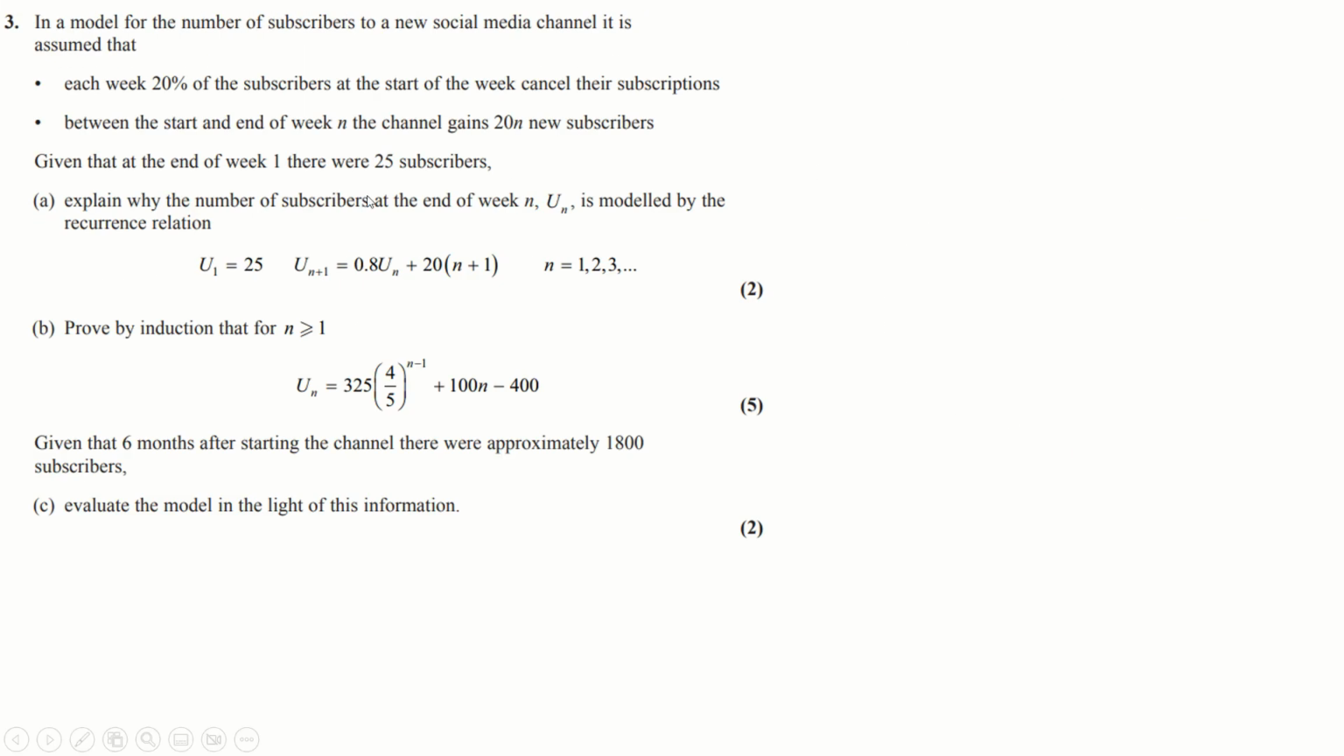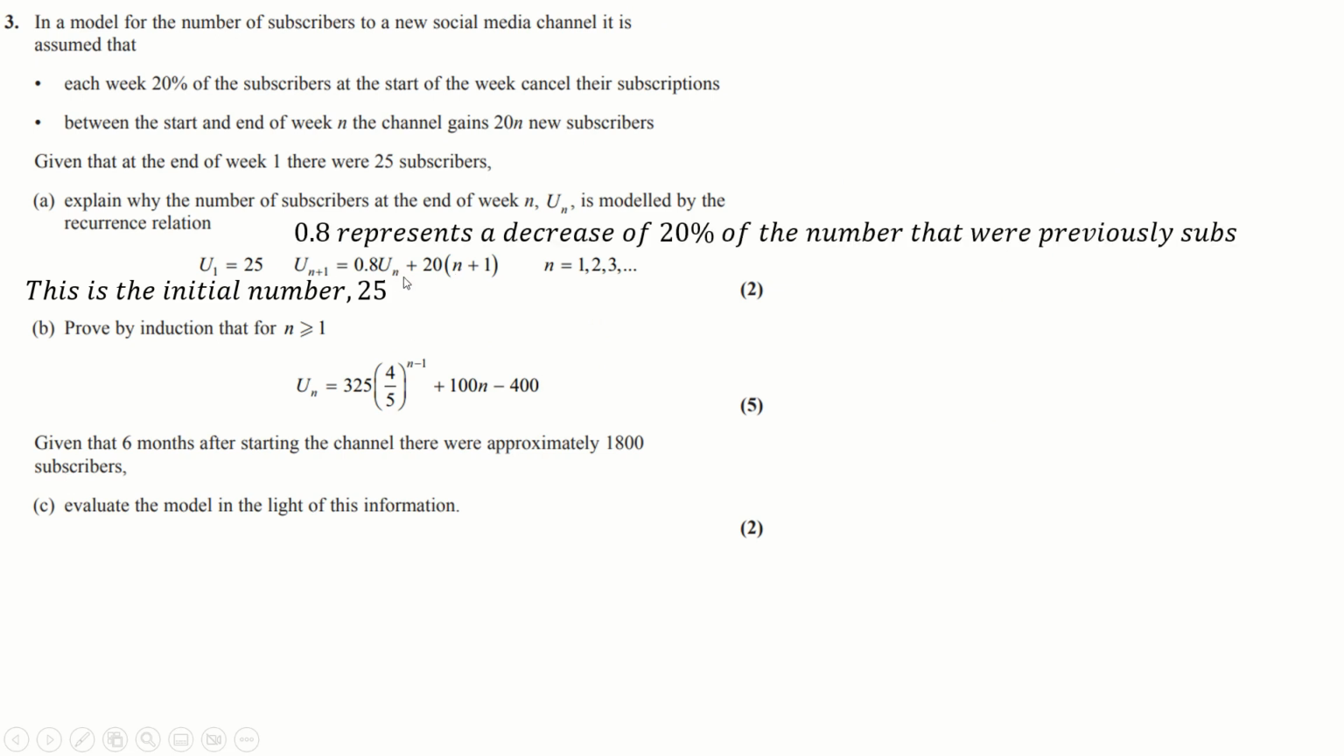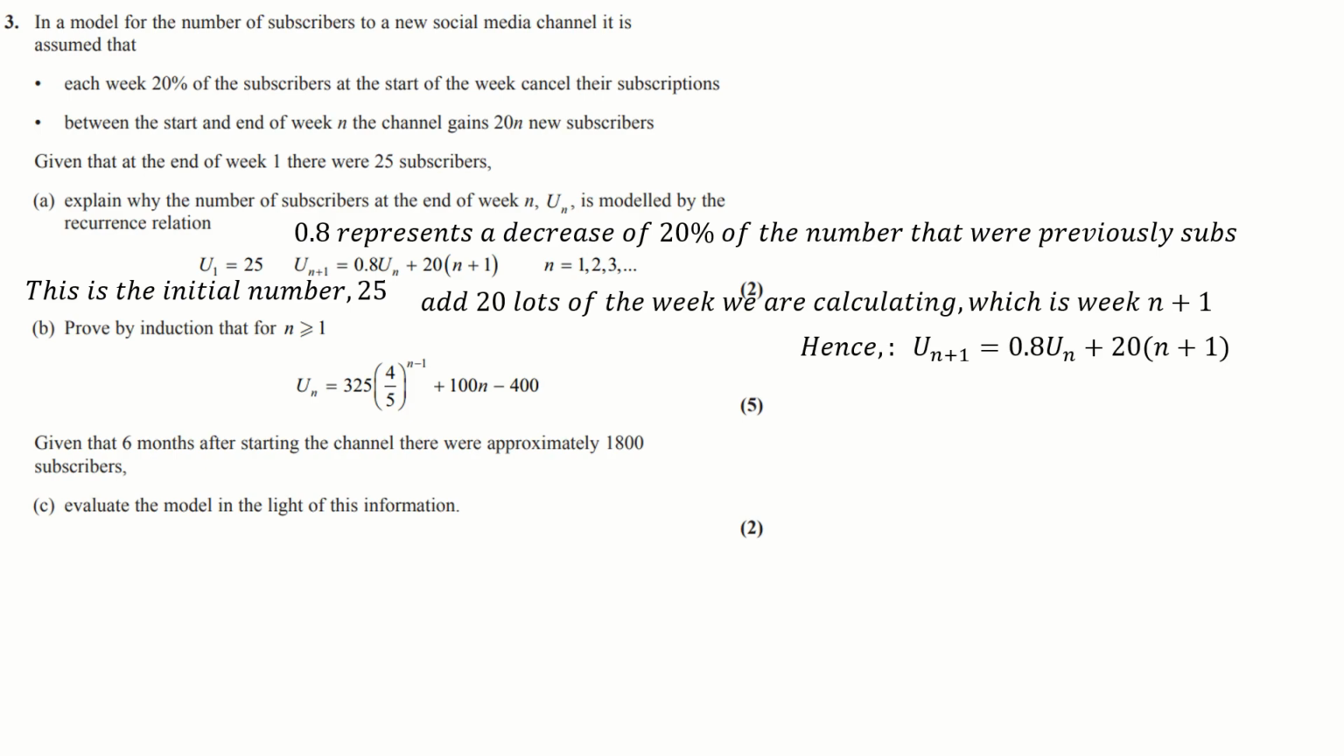Question 3. So a 20% decrease is 0.8, which is where this 0.8 is going to come from. This is, of course, just going to represent the initial number. And then the 20 times the 0.8 represents the 20% decrease, I guess. And then the 20 times n plus 1 is because you add 20 times the new subscribers in week n, but you're calculating n plus 1, so you do 20 times the week n plus 1, because at the end of week n, the channel gains 20 new subscribers. So at the end of week n plus 1, the channel gains n plus 1 times 20 subscribers. And then you just say, therefore, it's this. I think that's probably enough, but anyway.